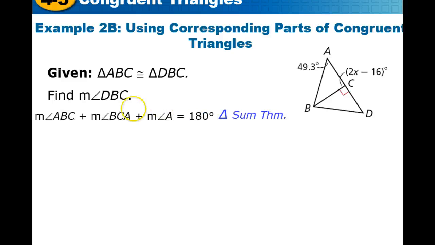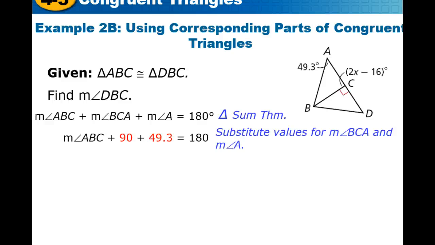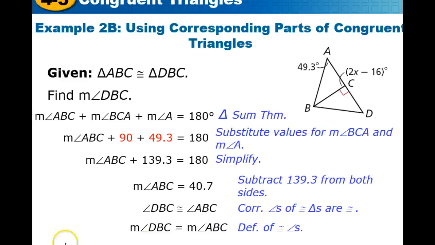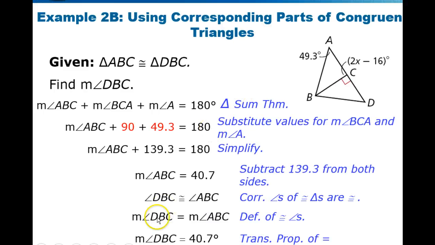We're going to say that all 3 angles of the triangle add to 180. That's the triangle sum theorem. Then we're going to plug in our unknown, which is ABC, add 90 and 49.3. When we subtract all of that, we get a measure of angle ABC is 40.7. Remember, we want DBC, and we found ABC. Well, isn't ABC the angle congruent to angle DBC because of this statement? Absolutely. The measure of angle ABC equals the measure of angle DBC, because these 2 are congruent, makes their measures equal, equals 40.7 because of the transitive property.